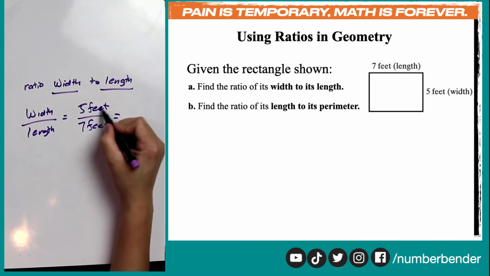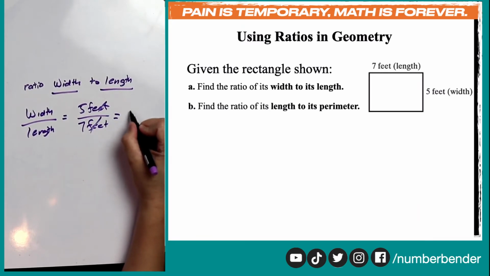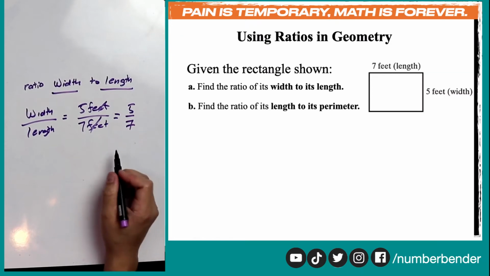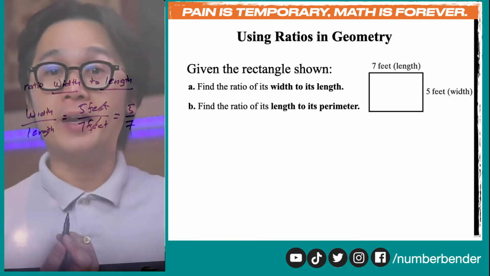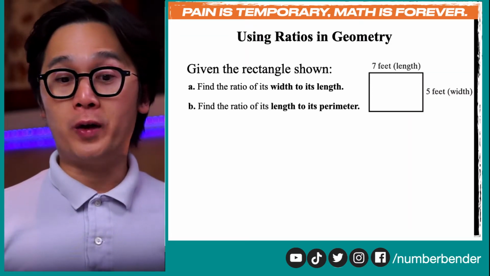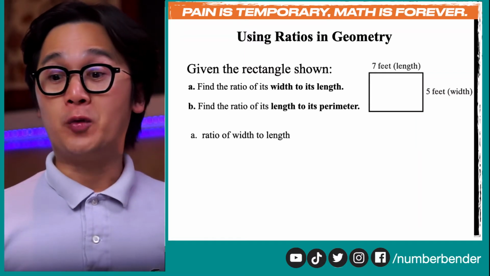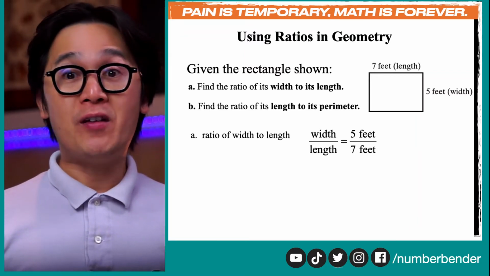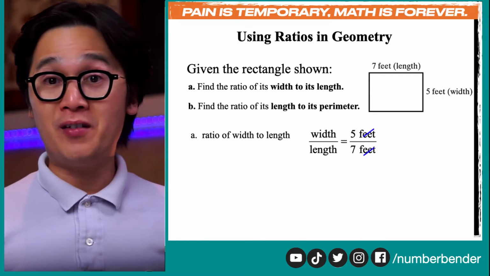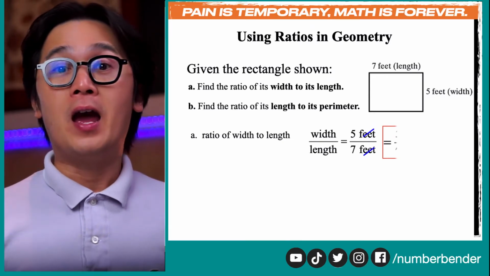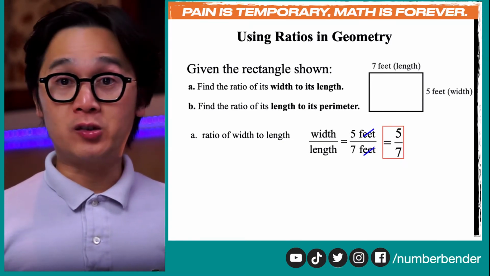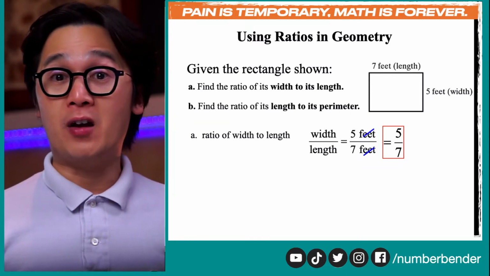And by getting rid of the unit of measurement, the simplest form of our fraction would be 5 all over 7. And this is how we write this particular ratio in fraction form. So we have 5 feet all over 7 feet, getting rid of the unit of measurement so that we can have a value of our ratio in fraction form similar to 5 over 7.